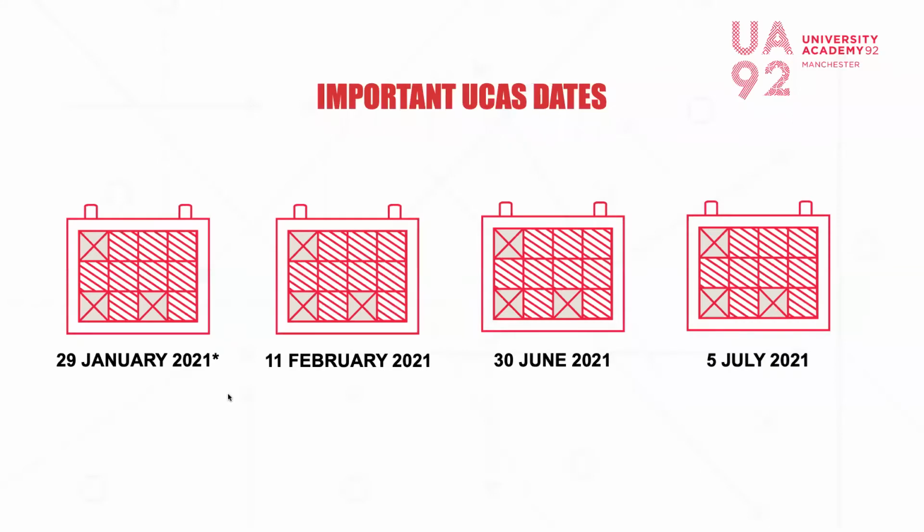So important UCAS dates to remember. As Gareth mentioned before, that first date that says there, the 29th of January 2021, usually that says the 15th of January.